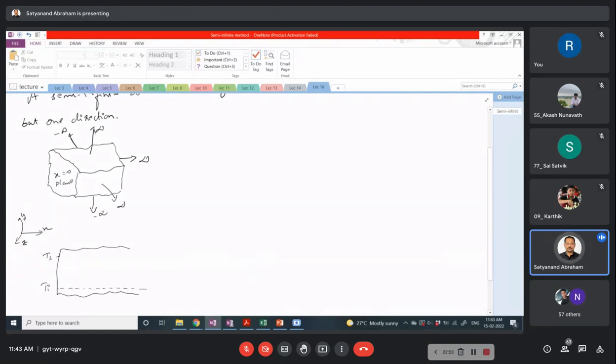How do you think the temperature will be at t equal to t1, some intermediate time? It might be like this, or like this. I will give three options: 1, 2, or 3. How do you think the temperature varies?